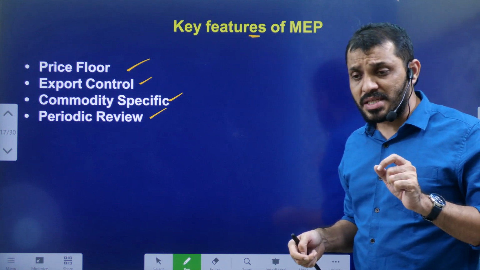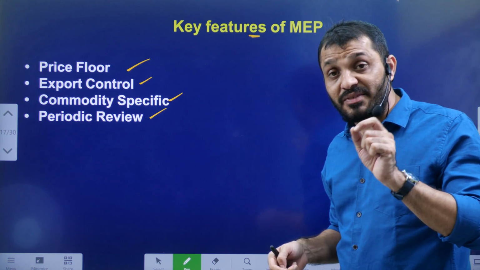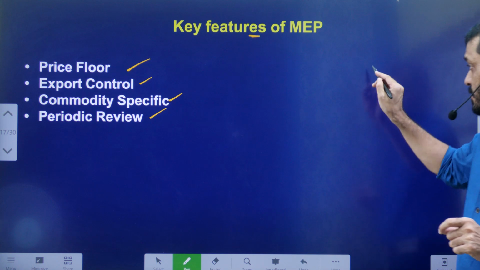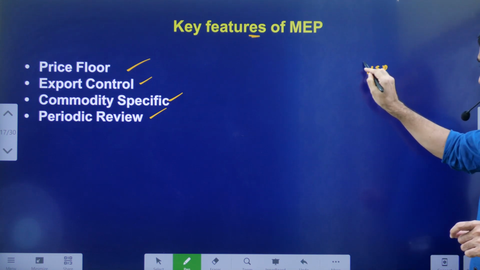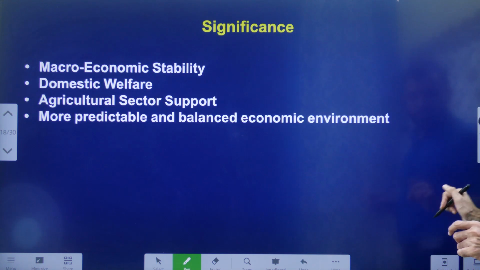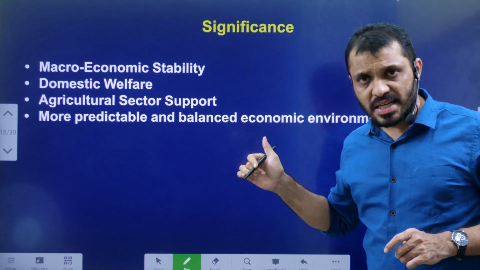Okay, tell me students, for how many Rabi crops are we giving the minimum support price? Tell me, MSP. For how many Rabi crops are we giving minimum support price? Tell me the answer.